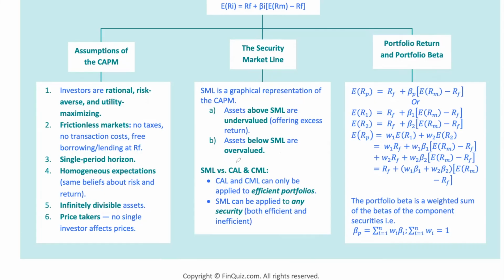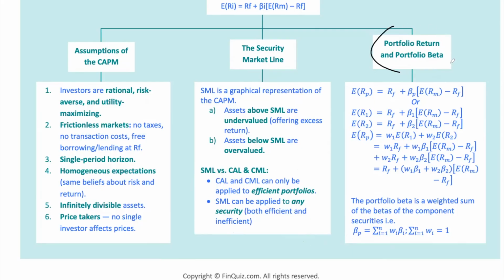So the capital allocation line, CAL, and the capital market line, CML, apply only to efficient portfolios, those that are perfectly diversified. Why? Because both of these use total risk, the full standard deviation, to measure volatility. But the security market line, SML, that's a whole different story. The SML applies to any security, efficient or not, because it's based on systematic risk. That's your beta, not total risk.